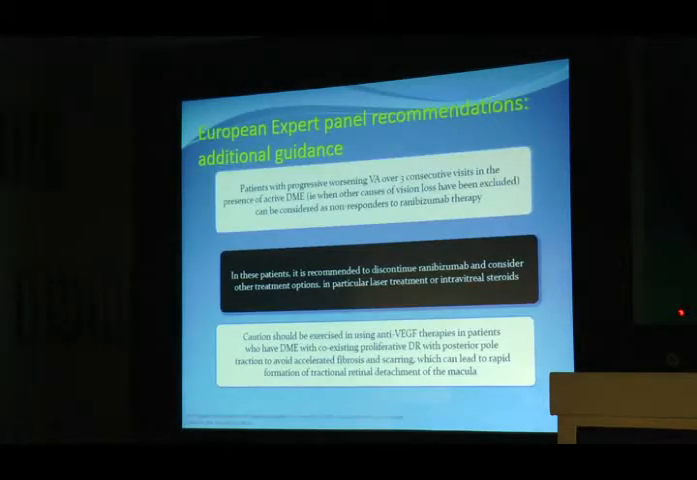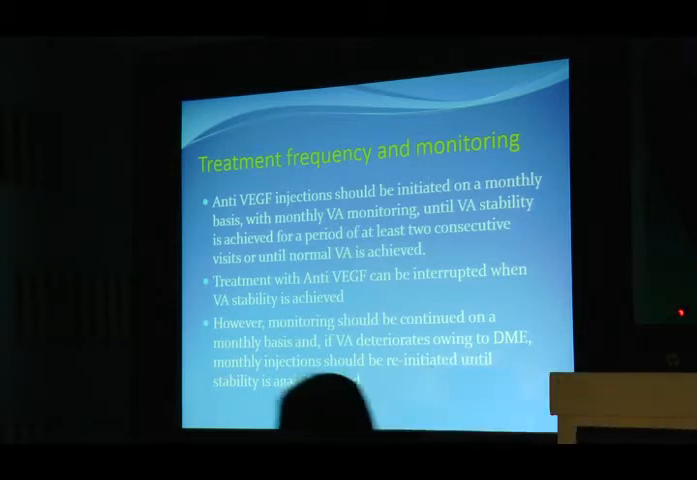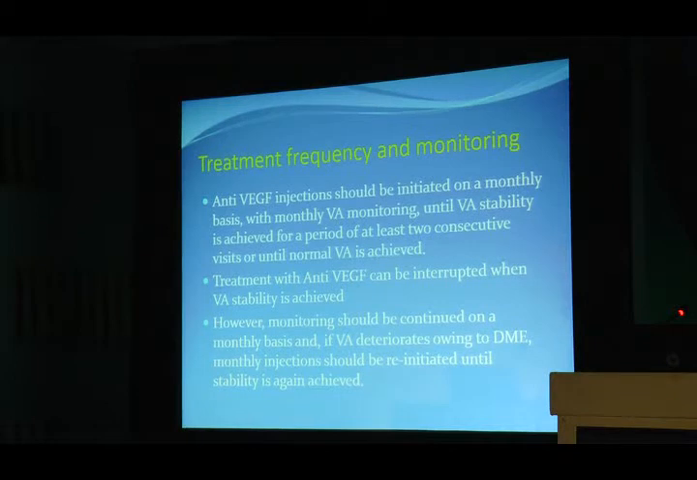Patients with progressive worsening visual acuity over 3 consecutive visits in the presence of active DME, when other causes of vision loss have been ruled out, such as vitreomacular traction, then you should consider that the patient is not responding to your anti-VEGF therapy. You need to shift to another injection, maybe another anti-VEGF or a steroid injection. With anti-VEGF, we give monthly doses, 3 months of loading doses, and then depending on a PRN basis. And if the vision is stable, then you can stop giving injections and monitor the patient.